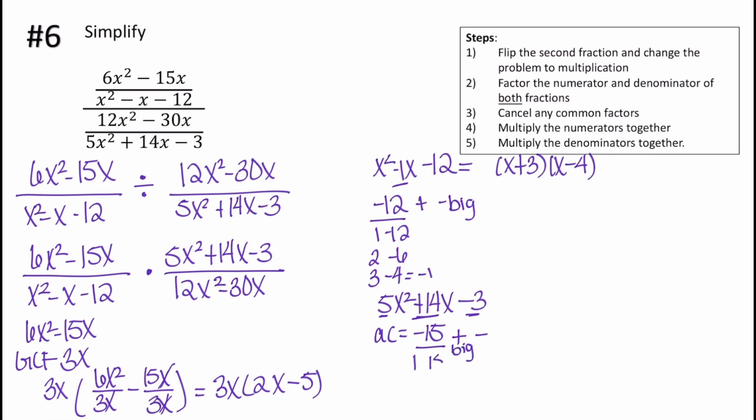So I have 1 and 15. And I have 3 and 5. So the correct combination that's going to give me 14 is negative 1 and 15.